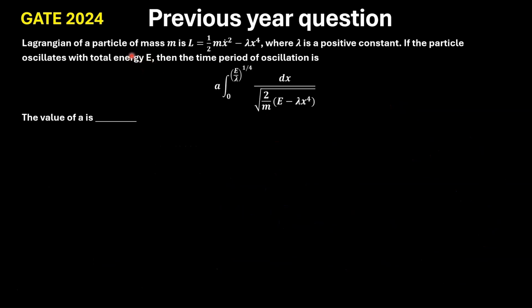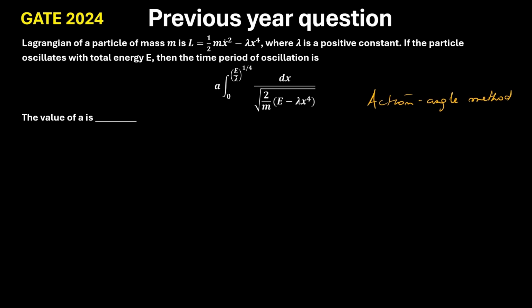Here we are given the Lagrangian of a particle of mass m, and it is told that the particle oscillates with energy E, and the time period of oscillation is given by this, and we have to find the value of A. Now this question is very different from what we have solved till now. So to solve this, let me give you some concept. There is a method called the action angle method.